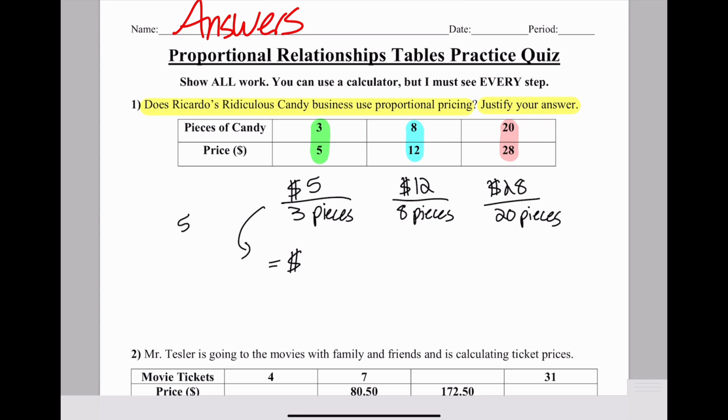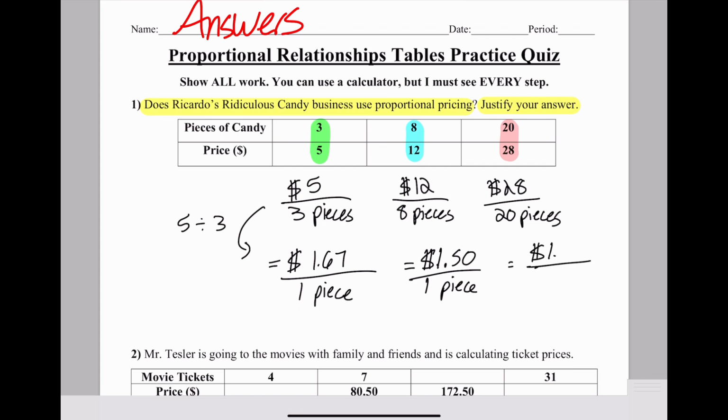So you'll put 5 divided by 3, and that's going to give you 1.67. That's rounded to the hundredths place for, let's say, one piece of candy. And then 12 divided by 8 is going to give us $1.50 per piece of candy. And then last we have 28 divided by 20. If we put that in the calculator, that's going to give us $1.40 for 1 piece of candy.